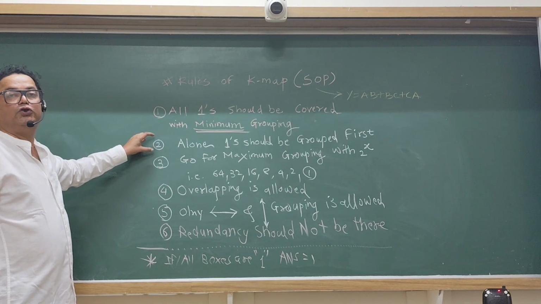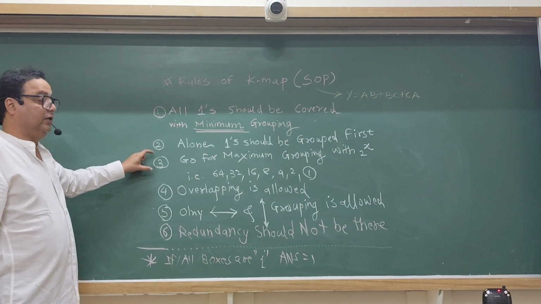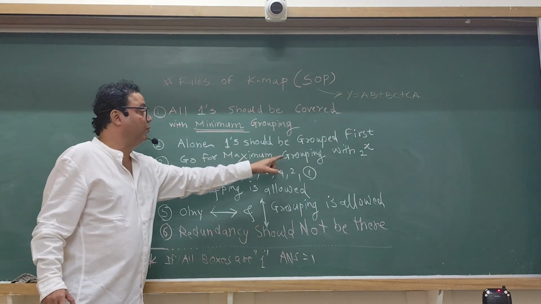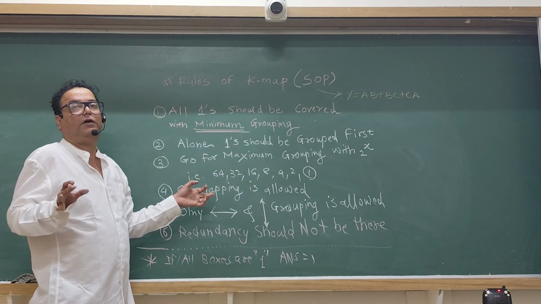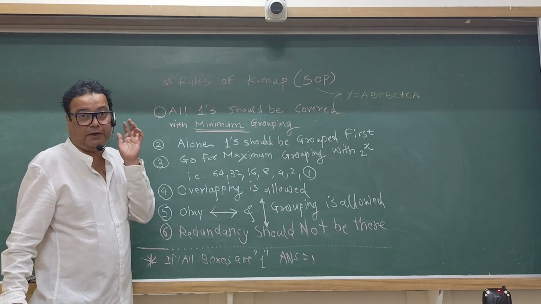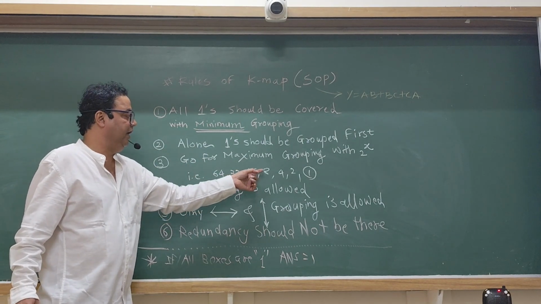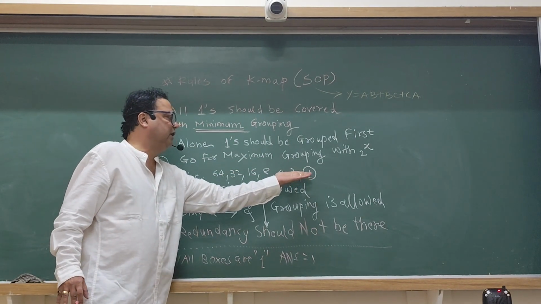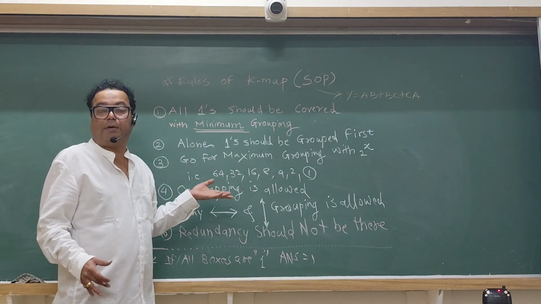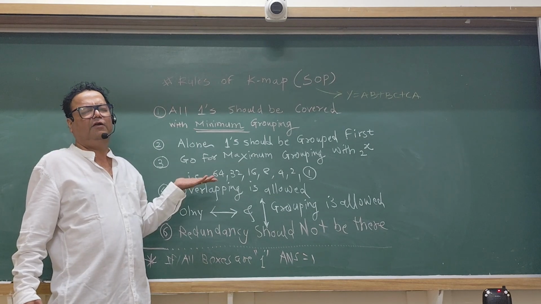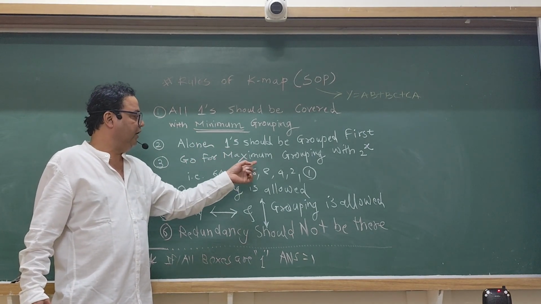Second, allowed ones should be grouped first. Now, what is allowed ones? Step by step, I will explain you. This is important. Go for maximum grouping with power of 2 raised to x. It is syllabus. Most of the colleges have up to 6 variables given. So 2 raised to 6 is 64, then 32, 16, 8, 4, 2, and of course, 1 is a single one, no grouping is possible. So you can't do a grouping of 7 or maybe 9 or maybe 15. No, only these can be grouped: 64, 32, 16, 8, 4, 2, 1.